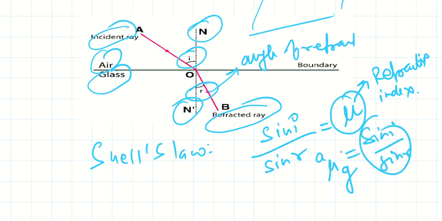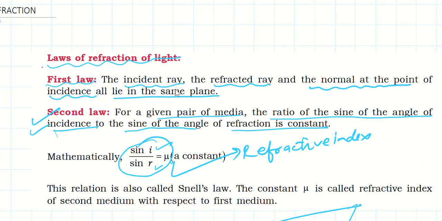So this value is always constant for a given pair of media. A given pair of media means here air and glass are the two media. So this is fixed for the given media, and that is why it is constant. So this is your second law of refraction.